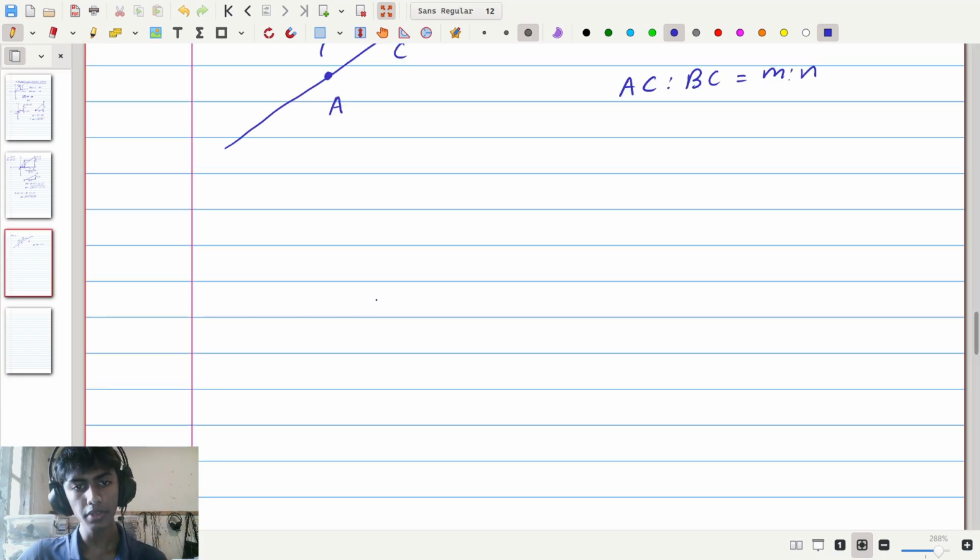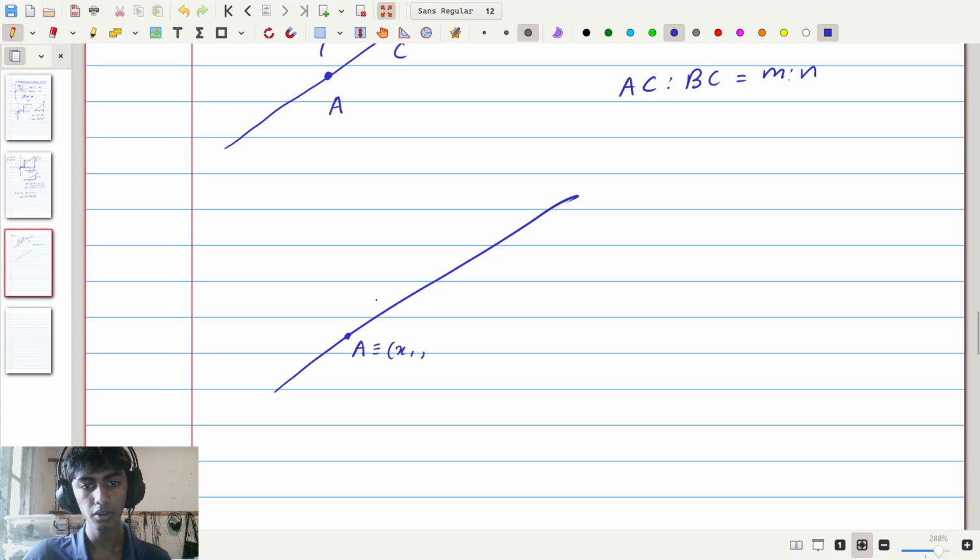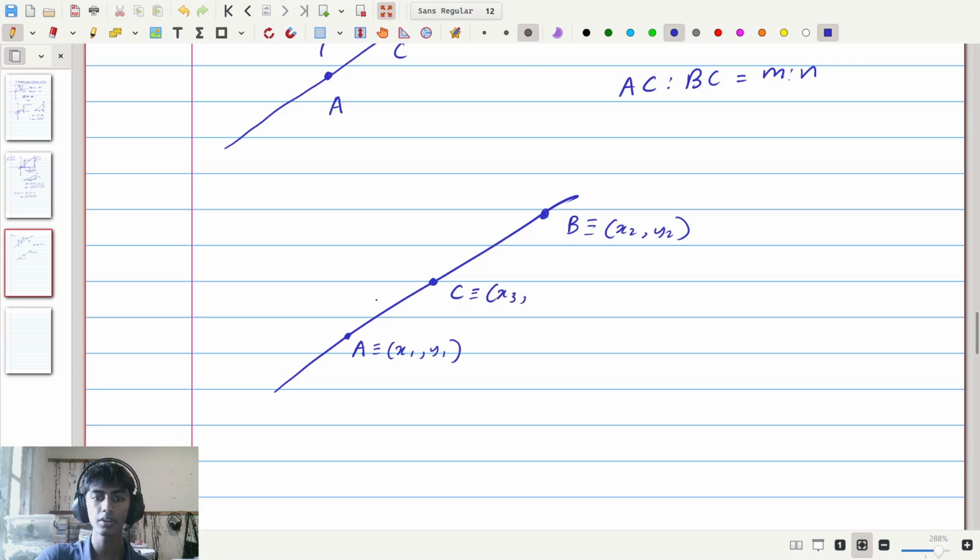So the points A and B, let us label them like this. Let's say the point A is the point x1, y1, and let us say that the point B is the point x2, y2. Then let's say that the point C that we want to find in the middle of the two is x3, y3. So now let's consider the geometry of this situation.